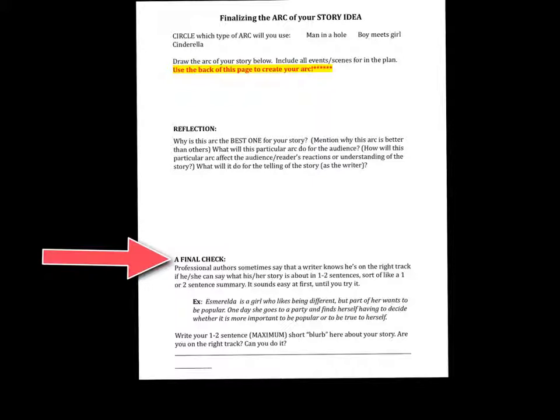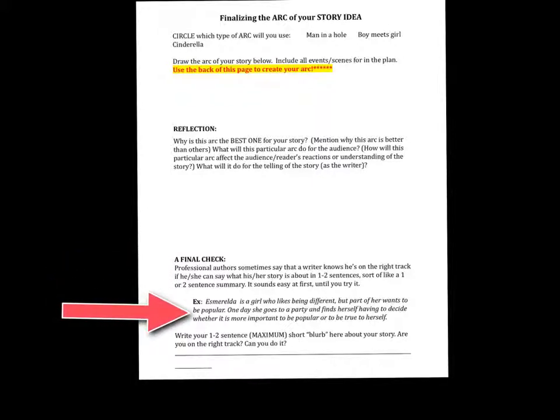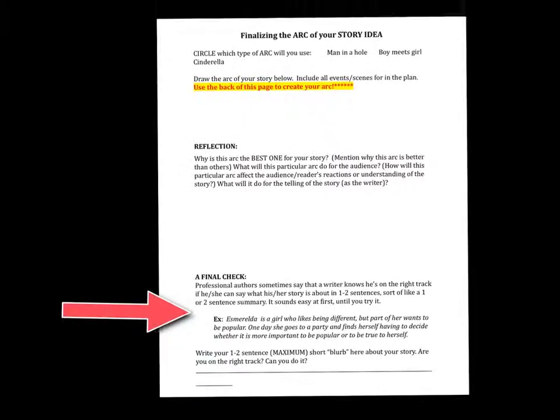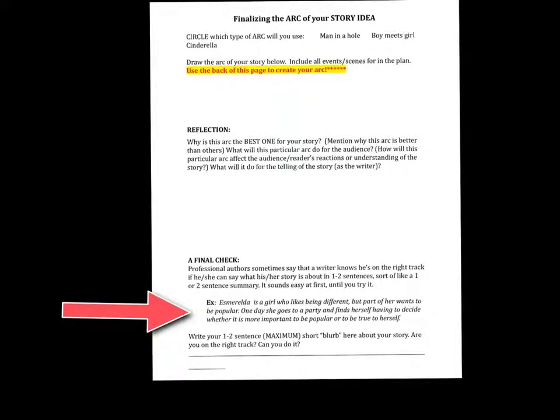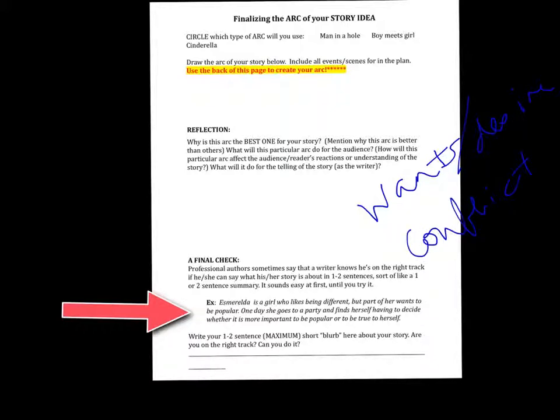The example that I've given to you is below, and it says, Esmeralda is a girl who likes being different, but part of her wants to be popular. One day she goes to a party and finds herself having to decide whether it's more important to be popular or to be true to herself. You can see in there that we have set up some things for the character to be having problems with and some things about the character herself. So we've set up her wants, we've set up a desire for her, but we've also set up a main conflict or a problem that she's going to encounter.